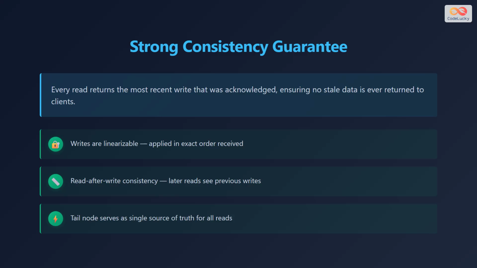Chain replication provides what's called linearizability, meaning every read returns the most recent write that was acknowledged. All writes are applied in the exact order they were received, never out of order. When you read from the tail, you get read after write consistency, meaning if you write data and then read, you will see your write. The tail acts as a single source of truth for all reads, guaranteeing that no client ever sees stale or inconsistent data.